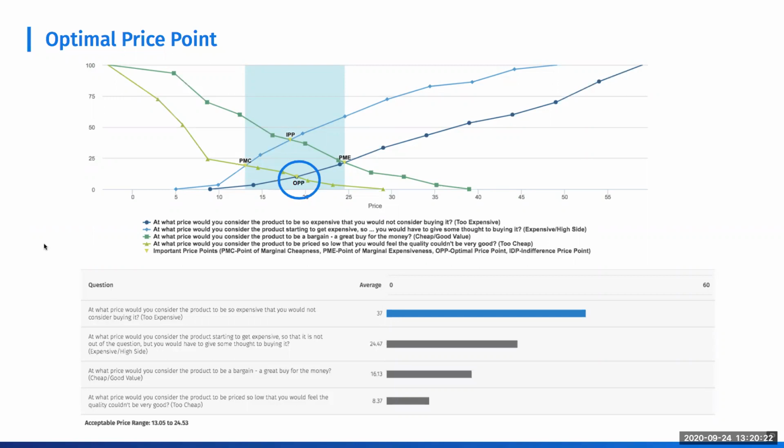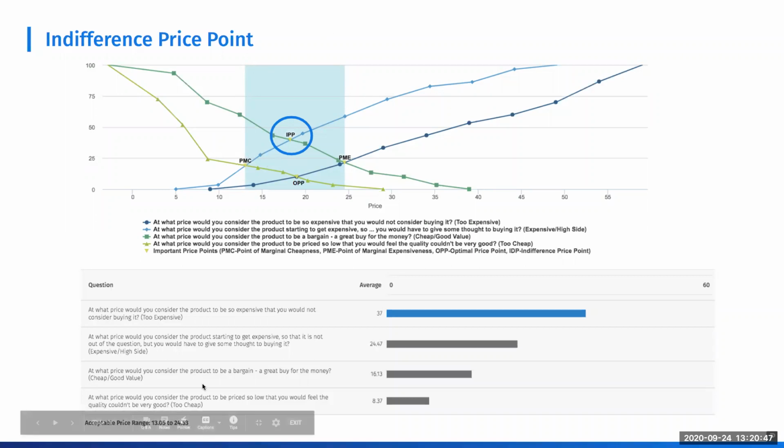And then lastly, you get your indifference price point. This is where those that select too expensive are just as likely to say that this is a bargain price. This is where most of your customers will be indifferent to the price. So this is really helpful in that it delineates this range. So you know that you want to sell this product between $13 and $25.